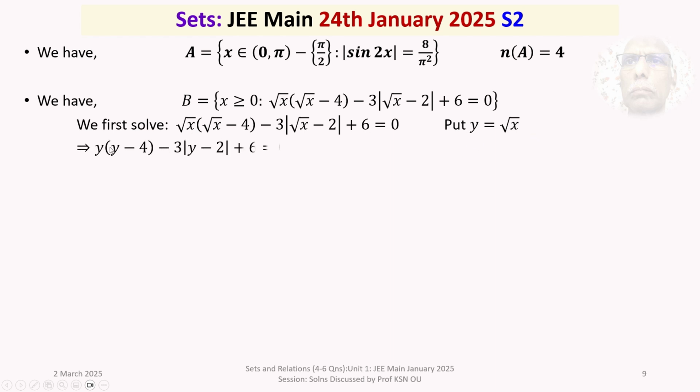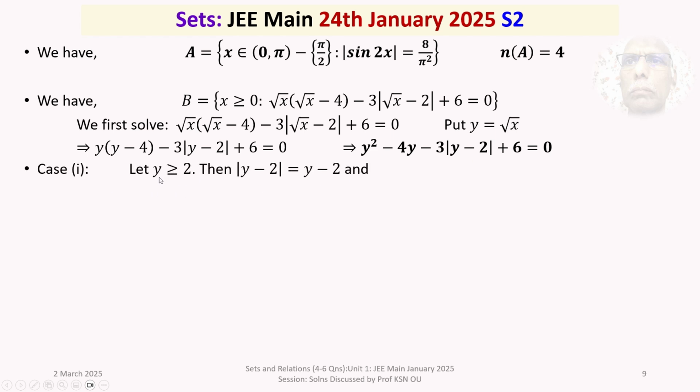So this will imply y into y minus 4 minus 3 times modulus of y minus 2 plus 6 is equal to 0. Simplifying, y square minus 4y minus 3 times modulus of y minus 2 plus 6 is equal to 0. Because y minus 2 is under the mod, we have to deal with two cases. One case is y minus 2 greater than or equal to 0. The second case is y minus 2 is negative. The first case, let y be greater than or equal to 2. That means y minus 2 is greater than or equal to 0. Then modulus of y minus 2 is y minus 2 only. Simply substitute here and solve.